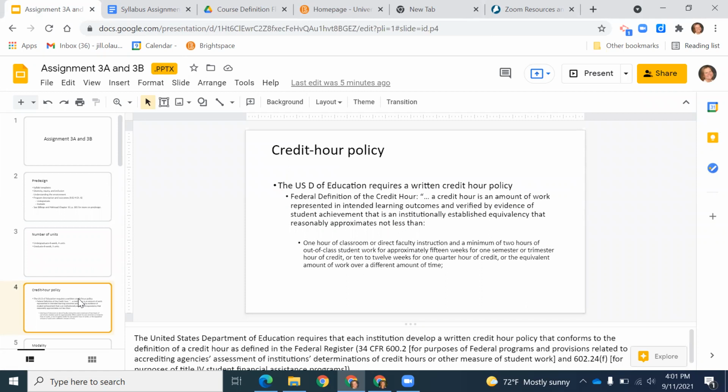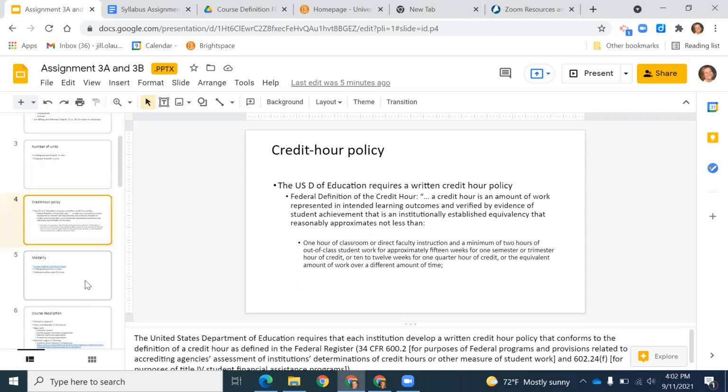Let's see here, the credit hour policy, that's something I want you to put into your syllabi, even though USM does not have that in there. But well, look here, it says the United States Department of Education requires a written credit hour policy. I think I might have a word with our provost and see why we are not having that in our syllabi at USM. So pop that in there. I'll post, I think in this week's resources, there is a little bit more information about credit hour policy.